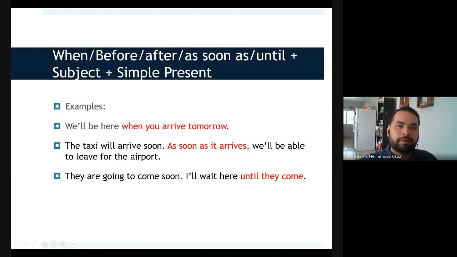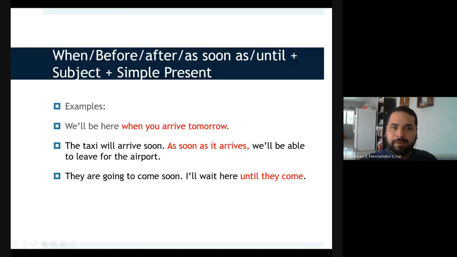So we have when, before, after, as soon as, until, plus the subject, plus the simple present. Somebody turn on your microphone, yes? No? Okay then.